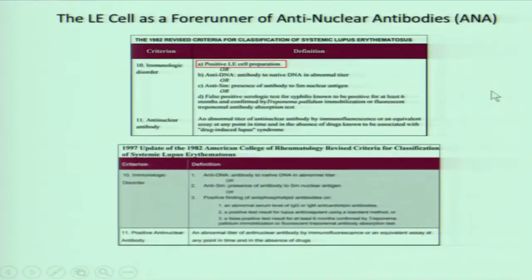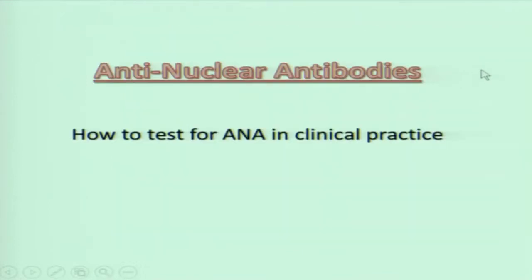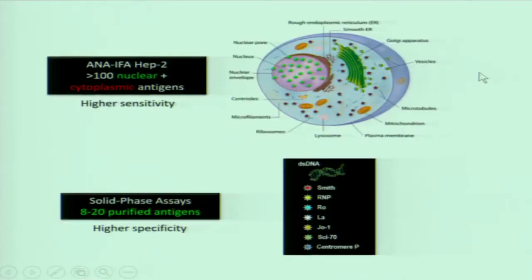Now, because the LE cell was so specific for SLE and also representing the ANA, it was initially part of the classification criteria for the American College of Rheumatology that then disappeared more recently in the updated criteria, simply because it was labor intensive, it was not sensitive, and it had already been replaced by the ANAs anyway in better ways. So how do we test ANA in clinical practice?